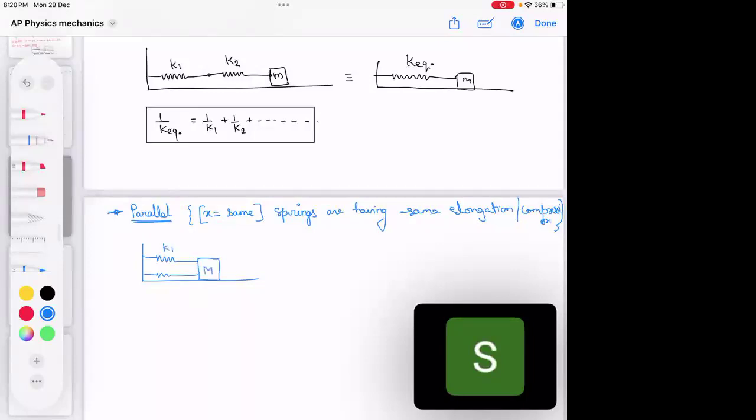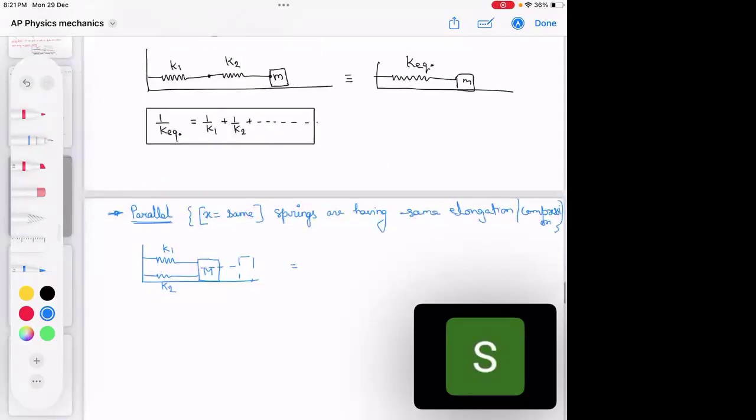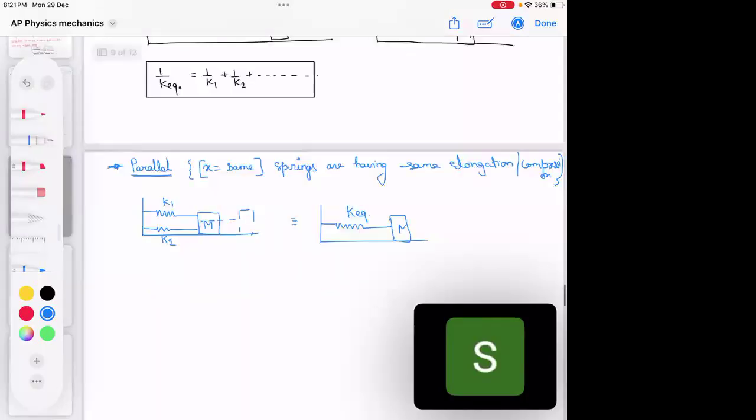Now, if you elongate the spring, what will happen? The same elongation will be produced in the K1 spring, and the same elongation will be produced in the K2 spring. So these two will be called connected in parallel mode. What will be the equivalent spring constant in case of parallel combination? K equivalent will be K1 plus K2 plus K3 plus K4, like that.